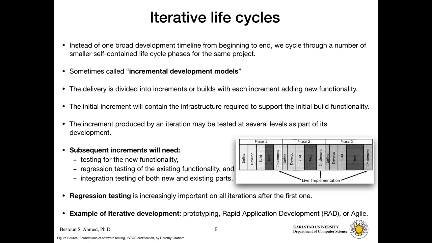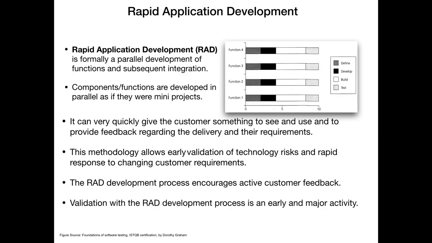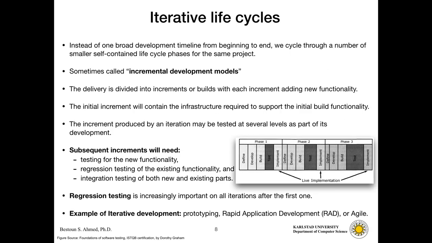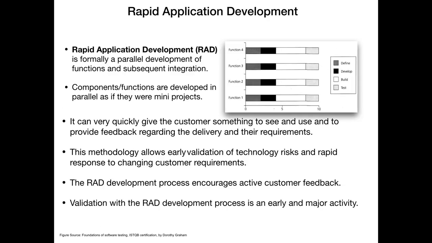So we have prototyping, and we have rapid application development, which is called RAD, or agile. Rapid application development is what we call the iterative life cycle. Rapid application development is formally a parallel development of functions. Components of functions are developed in parallel as if they were mini projects.